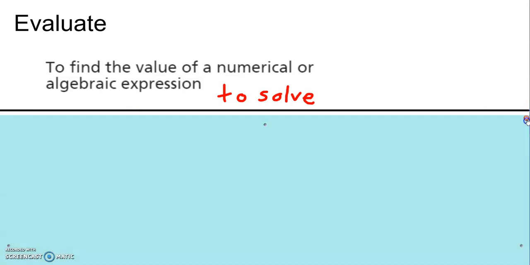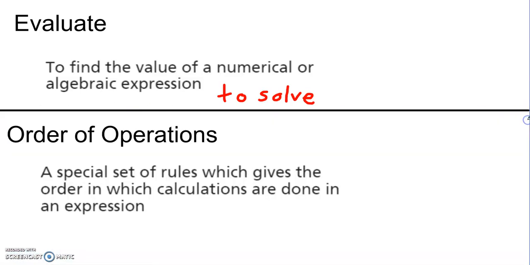The next word that we're going to look at is what we call the order of operations. Order of operations is a special set of rules which gives the order in which calculations are done in an expression, whether it's numerical or algebraic. Now, this order of operations is very important and tells us how to solve something. Because if we didn't follow a specific rule, when we solve our expressions, we will get different answers. So a very long time ago, they created the order of operations.